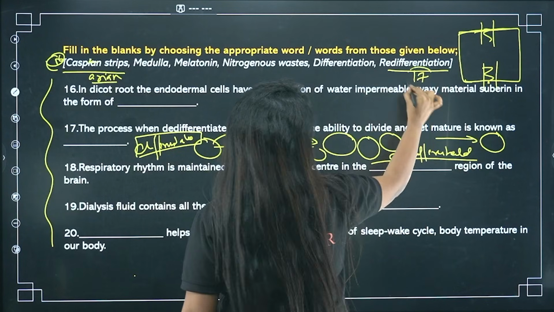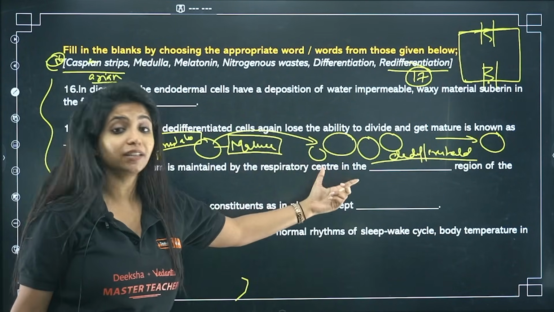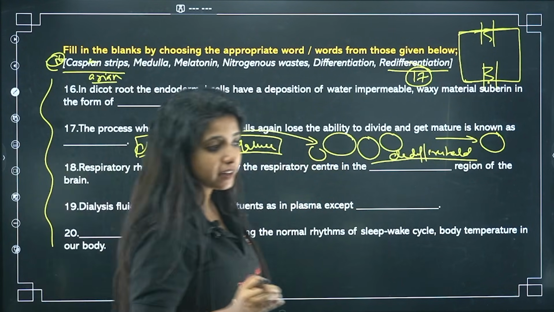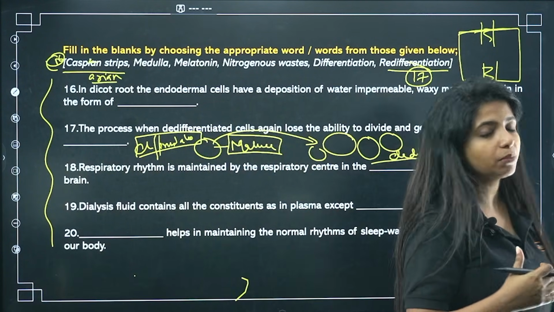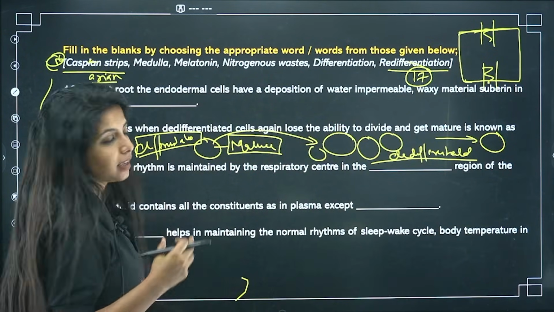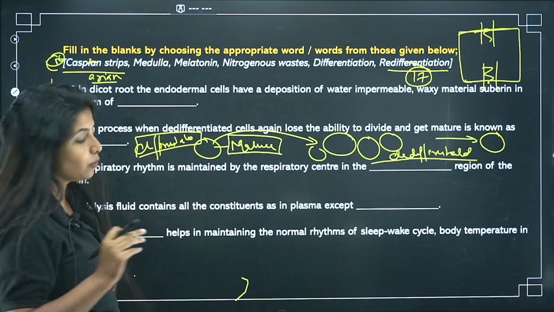Your answer for the 17th question is this. Now, the respiratory rhythm is maintained by the respiratory center in dash region of the brain. I told you, the respiratory rhythm and your heartbeat and everything, my dear children, is controlled by the medulla oblongata. In the medulla region of the brain. That is how you need to answer.